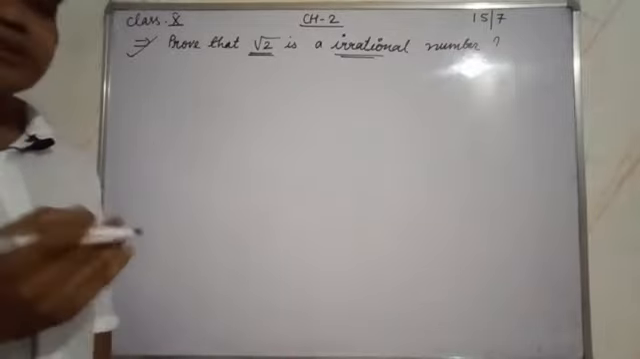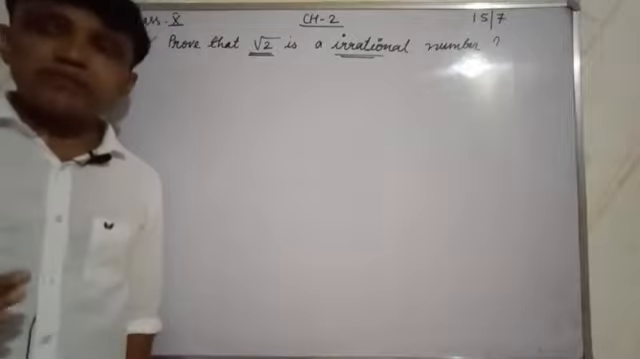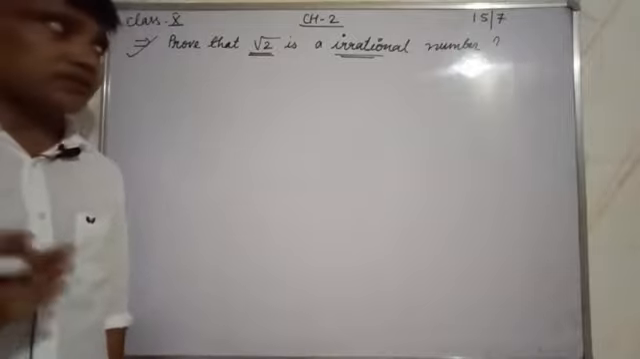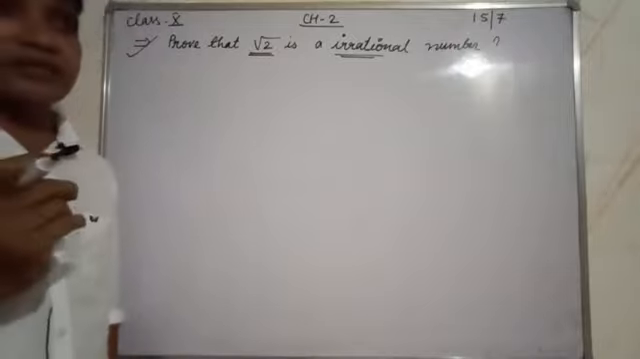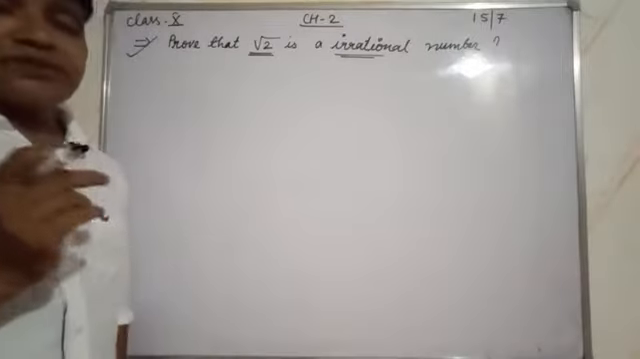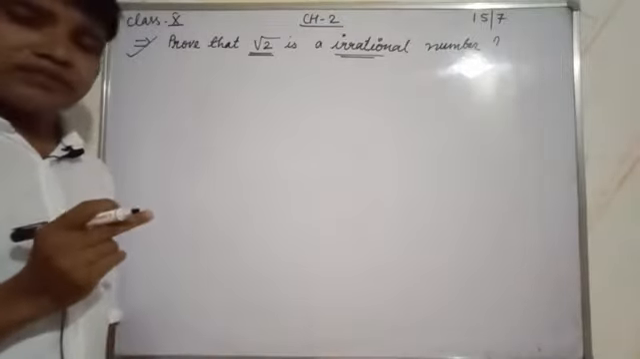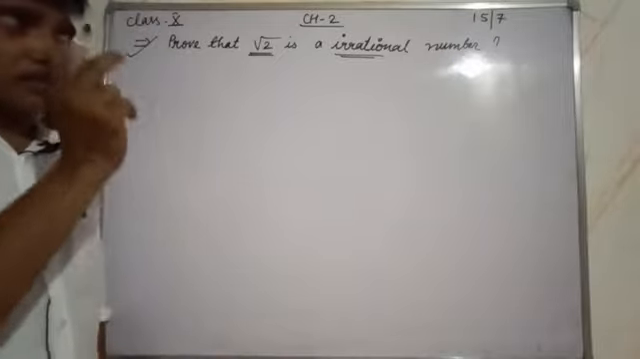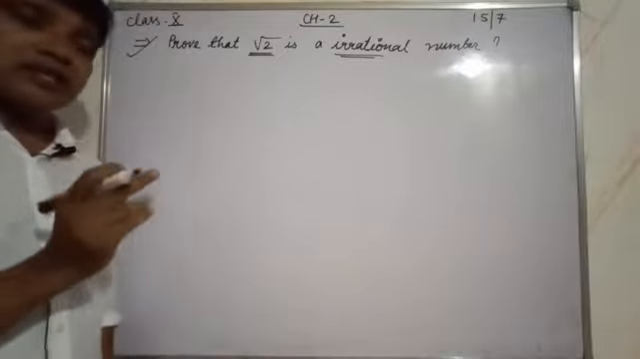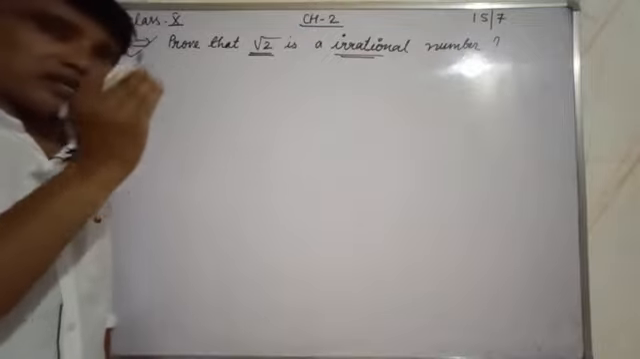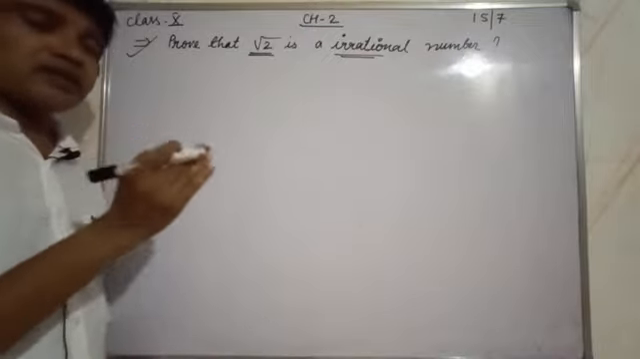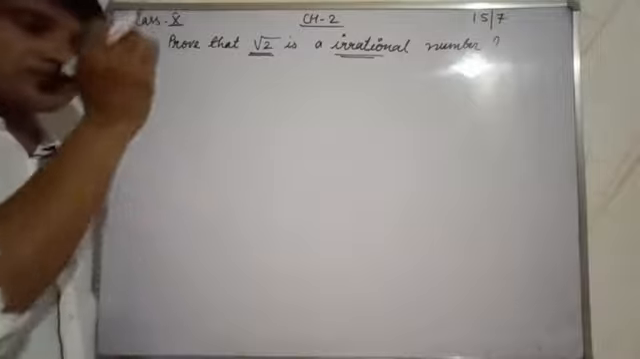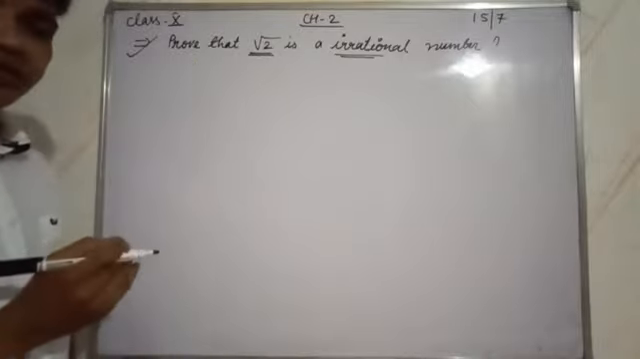A rational number is a number which can be written in the form of p upon q, where q is not equal to 0. The number which cannot be written in the form of p upon q is irrational. The property of a rational number is that if we divide out the common factors of numerator and denominator and convert into unit form, these two, numerator and denominator, are called co-prime numbers.